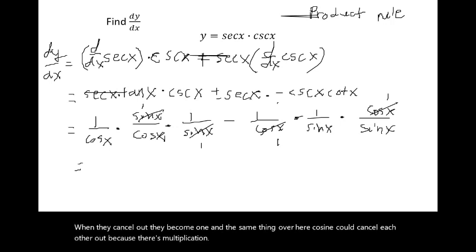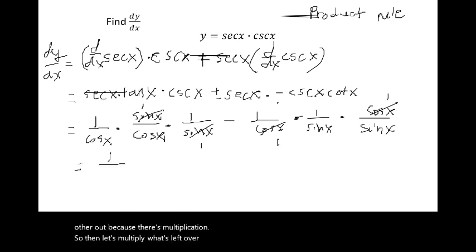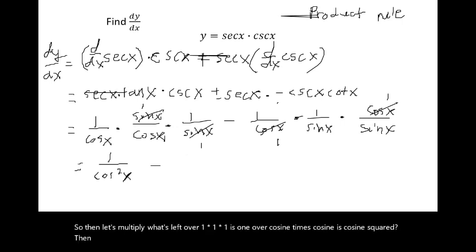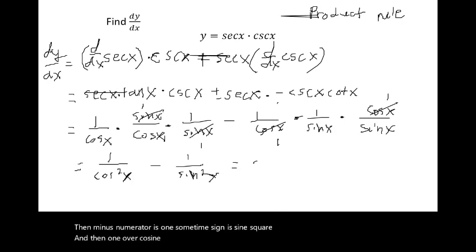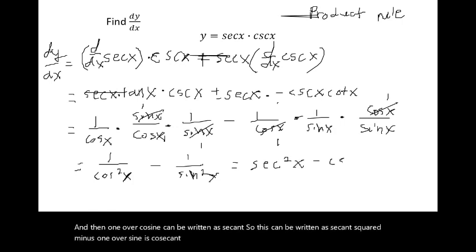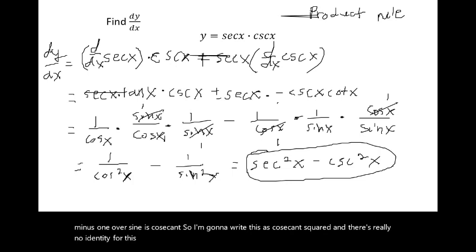So then let's multiply what's left over. 1 times 1 times 1 is 1, over cosine times cosine is cosine squared. Then minus, numerator is 1, sine times sine is sine squared. And then 1 over cosine can be written as secant, so this can be written as secant squared. Minus 1 over sine is cosecant, so I'm going to write this as cosecant squared. And there's really no identity for this, so we're going to call that good enough.